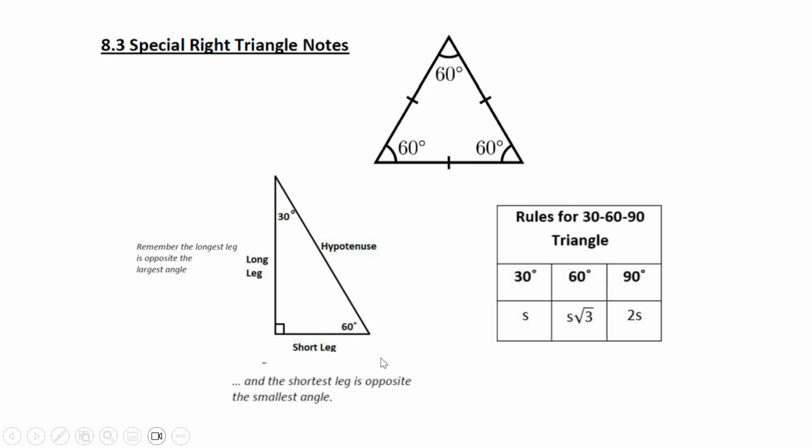So your shortest side, which is across from 30 degrees, we call S. So your shortest side is S. The side across from 60 degrees, which is your medium side or your longer leg, is that same number S times root 3. Then your hypotenuse is 2 times S, S being whatever number this short leg is.